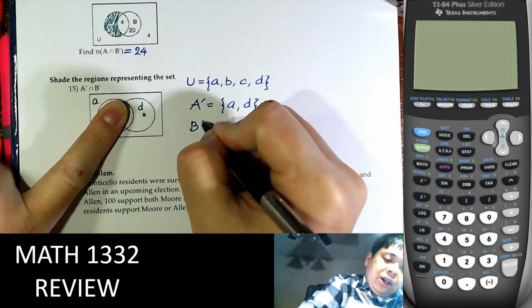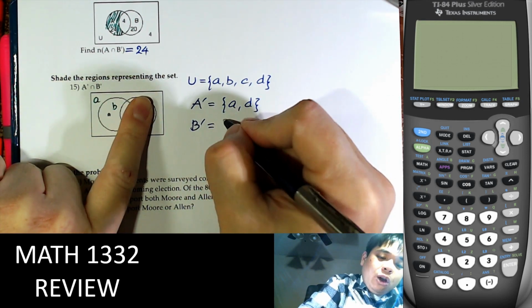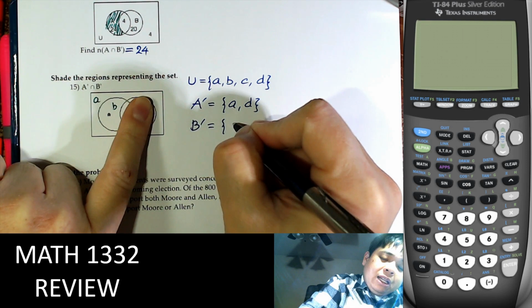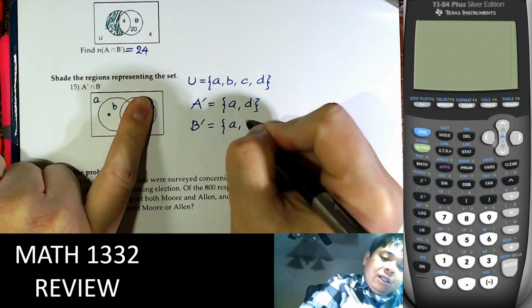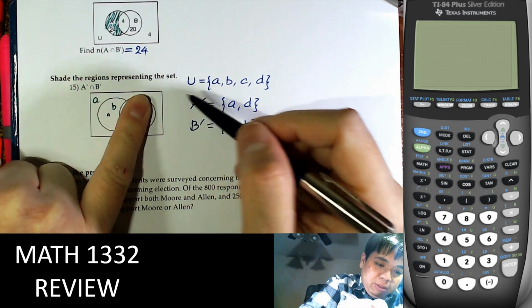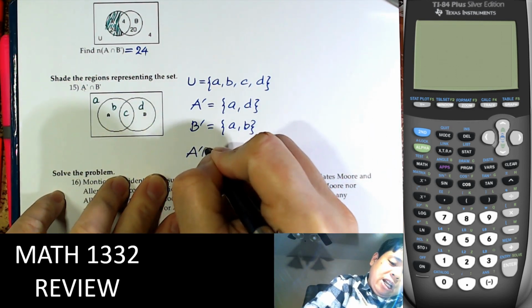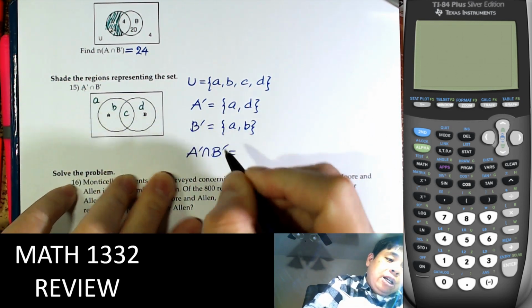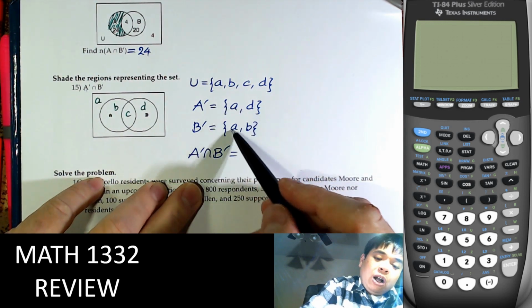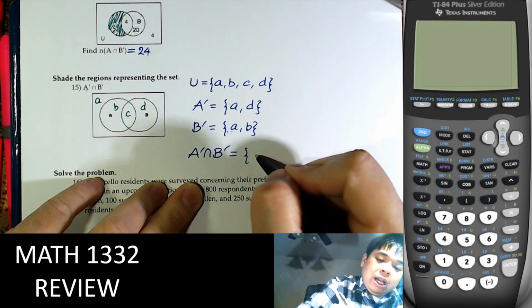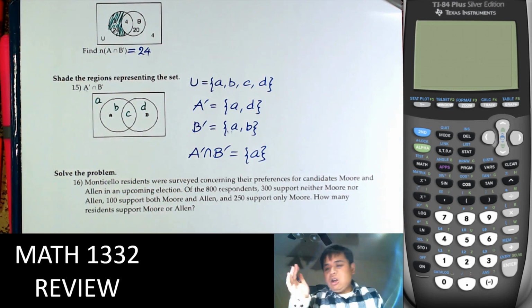Now B, not B. B has C and D, so not B is A and D. Sorry, A and B. So that's not B. And now we just do the intersection. Intersection of A and B, so the common of these two, so it's just going to be A. Right? So it's not that bad.